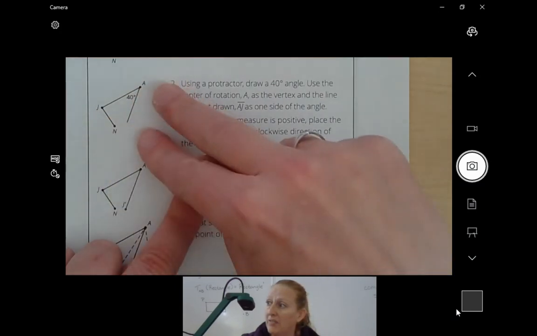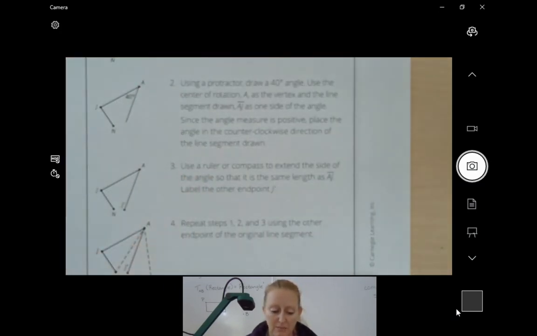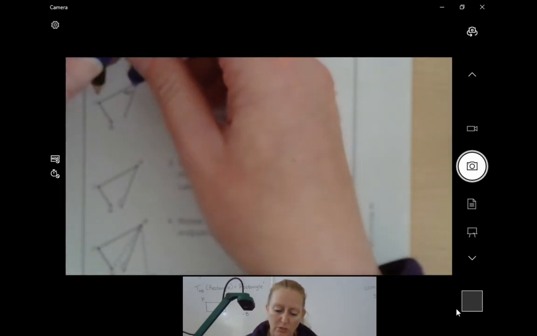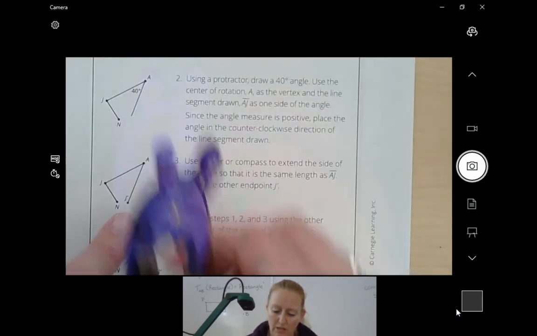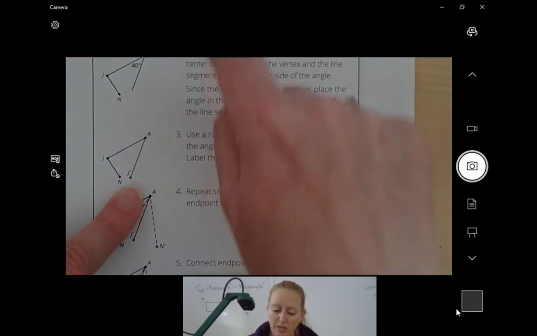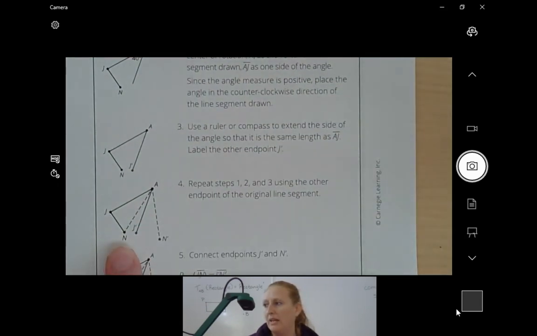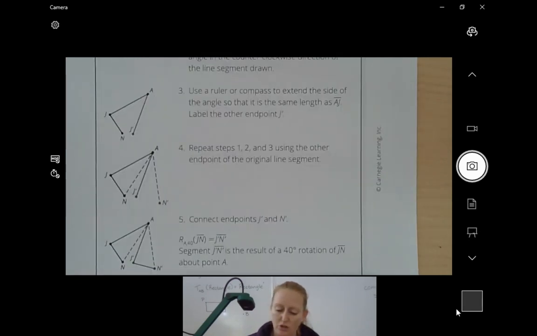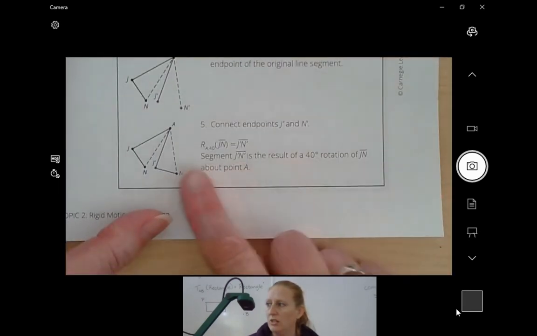This length and this length should be the same. So you can fully measure that, from here to here, here to here, and make a little mark. And there's your new J prime. And then you have to repeat those 3 steps for point N as well. Once you've got your 2 points, you will, of course, connect them up.